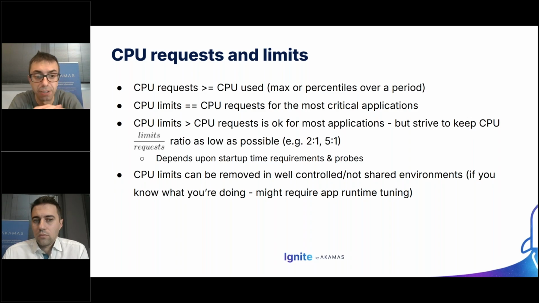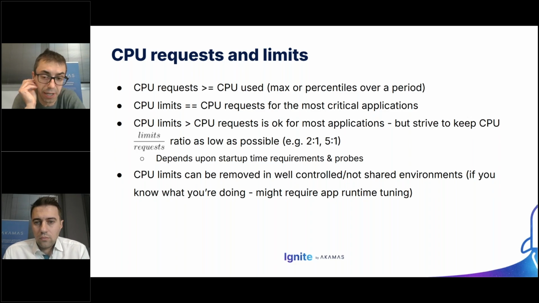For the most part, CPU limits higher than requests is the recommendation. But one thing to consider is that you need to keep a healthy ratio between limits and requests. This means that if limits are very, very high with respect to requests, it's just like not setting them. And you may also have issues where, for example, your application will restart and will try to use all the limits. So you need to find the right balance. A ratio like 5-to-1 or 10-to-1 is something that you might consider, also depending on your startup requirements and startup probes, etc.